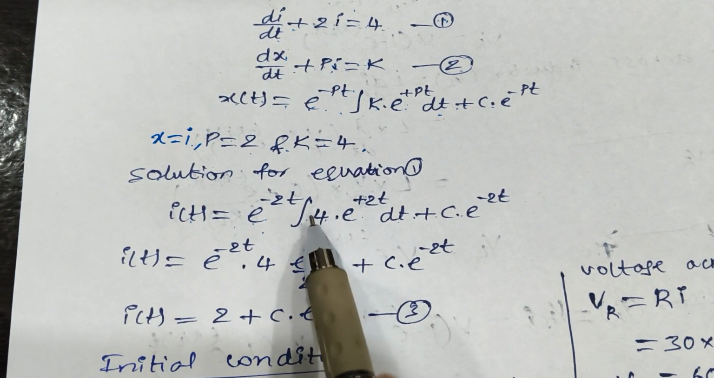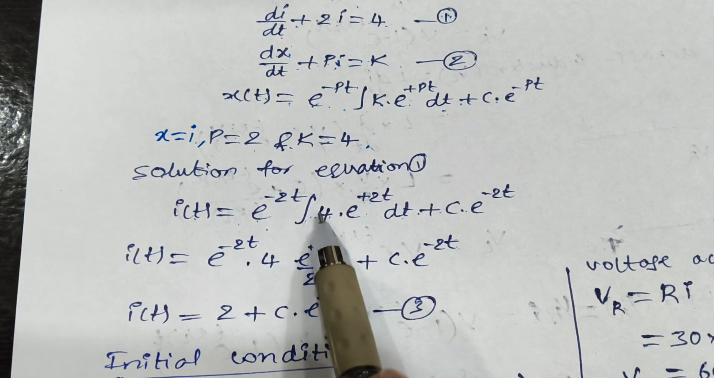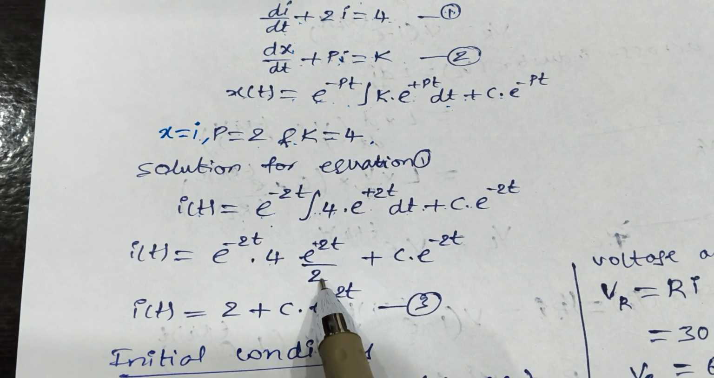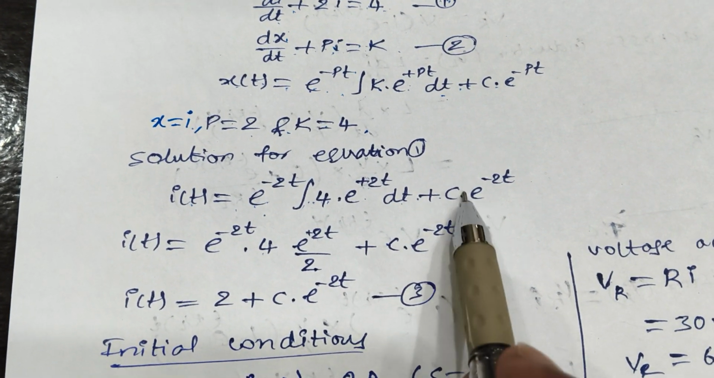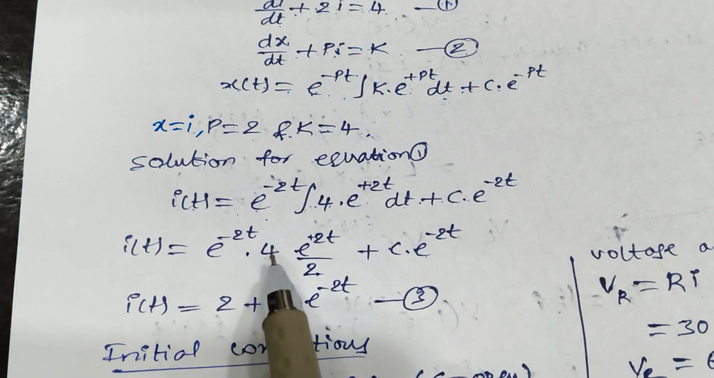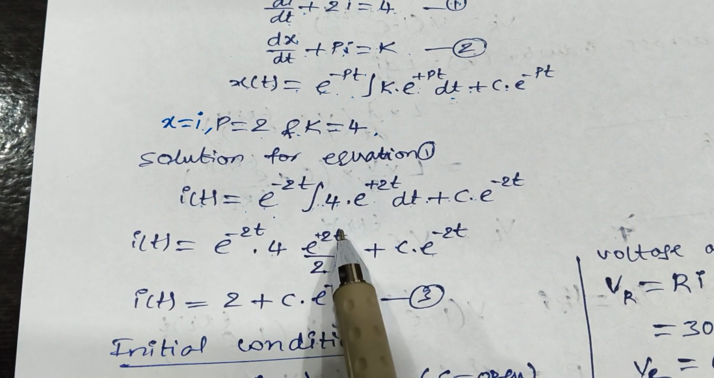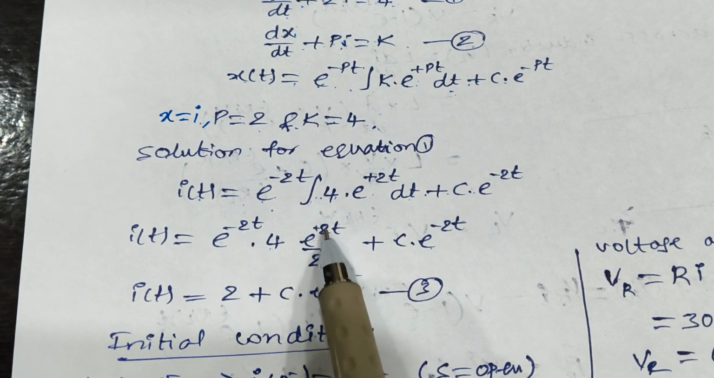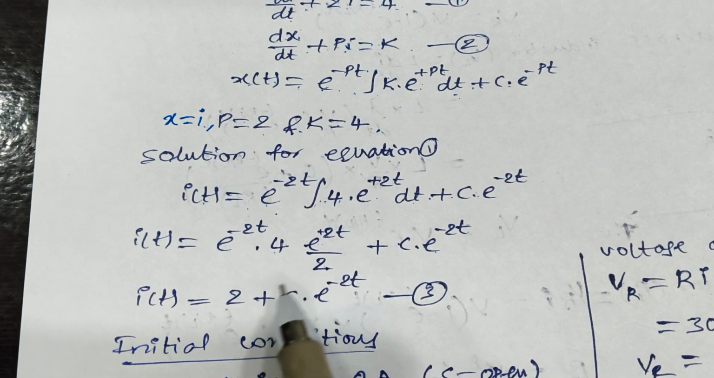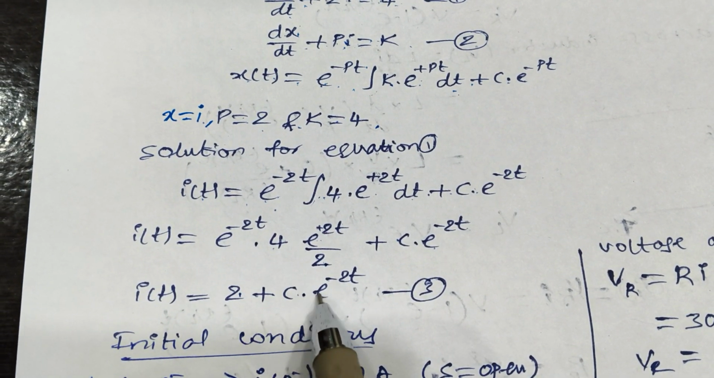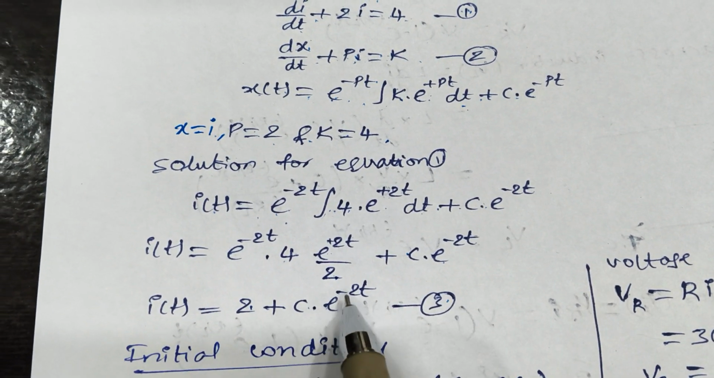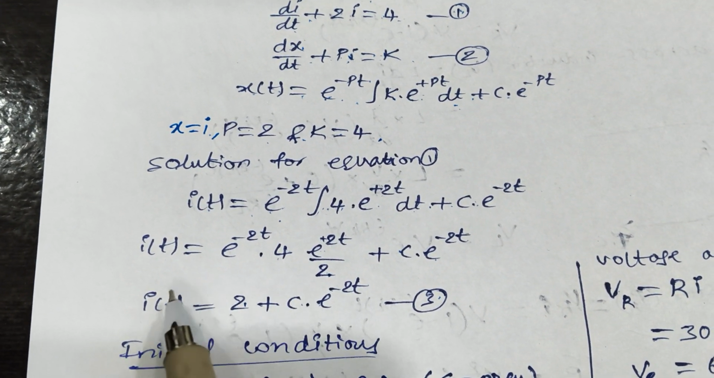So by integrating this one, the 4 is out of this integration as it is constant, e power 2t by 2 after doing the integration plus c into e power minus 2t as it is. So e power minus 2t into e power 2t, base is same, powers will be added so that you will get e power 0 which is equal to 1, and 4 by 2 is equal to 2. 2 plus c into e power minus 2t is the third equation. This is the third step. From the third step, we need to get the current equation.